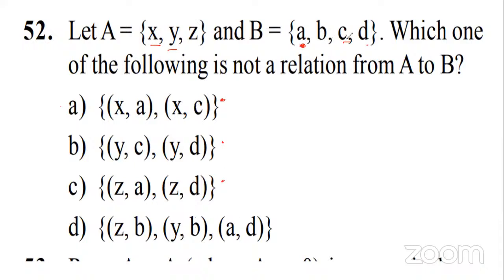A is also from the set B, and D is also from the set B. So it is not a function. Because of this, option D is the correct answer. Is that clear? So it is not the relation from A to B.